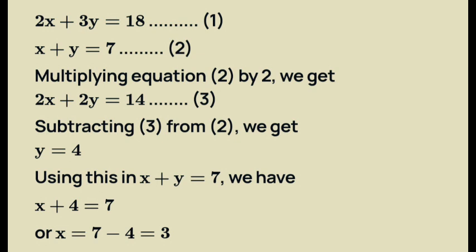Then multiplying equation 2 by 2, we get 2x plus 2y is equal to 14 and mark this equation as 3. Then after subtracting 3 from 1, we get y is equal to 4. Then substituting y is equal to 4 in second equation, which is x plus y is equal to 7, we will get that x plus 4 is equal to 7. Hence, the value of x is 3. So we got the value of x is equal to 3 and y is equal to 4.